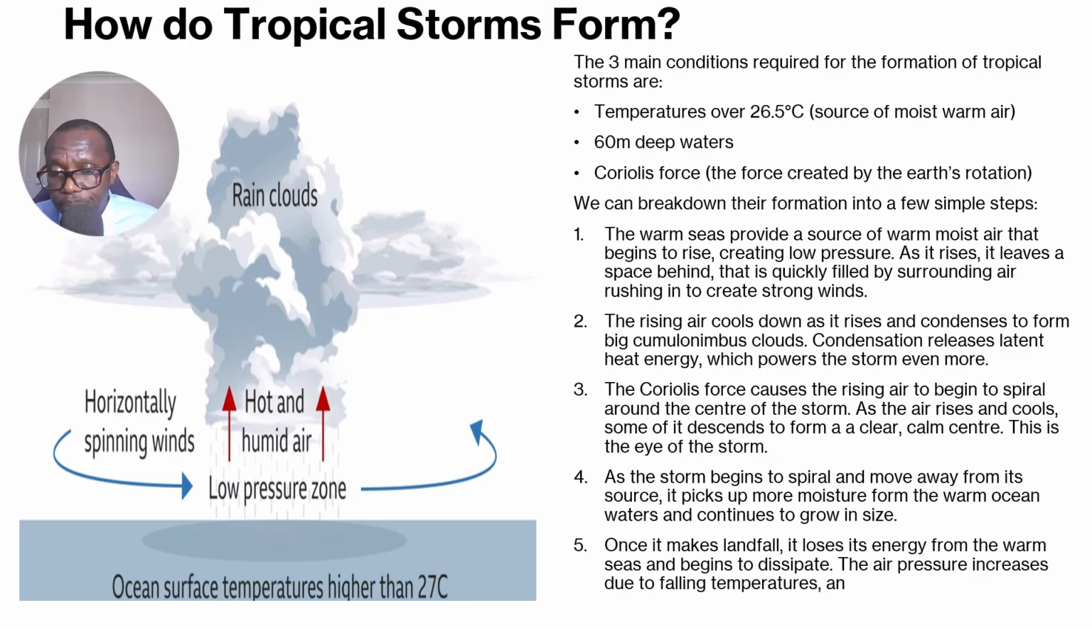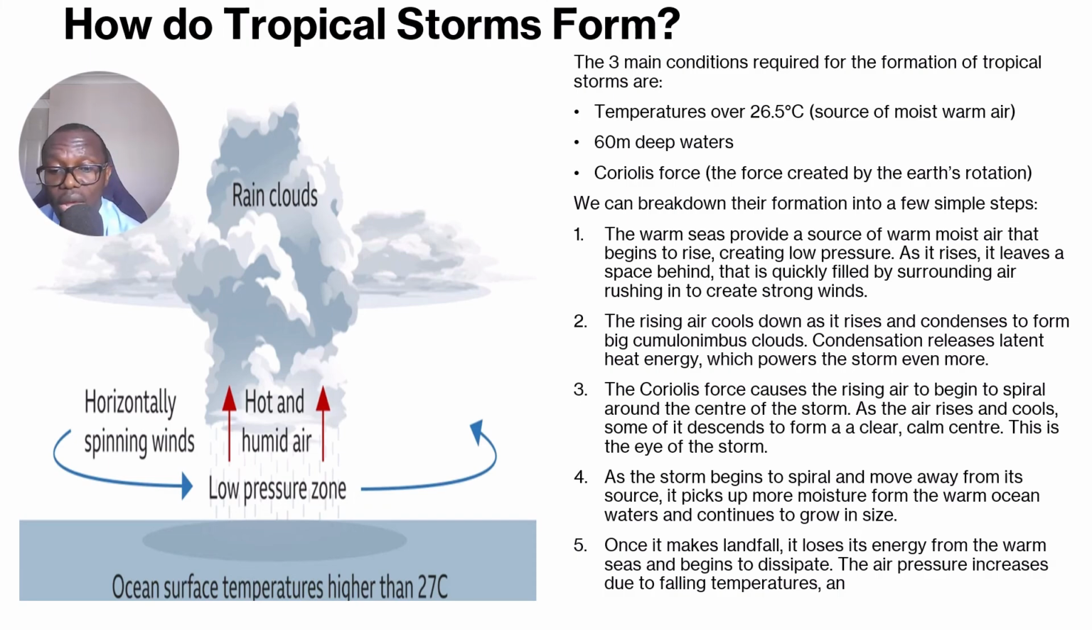Then fourthly, as the storm begins to spiral and move away from the source, it will pick up a lot more moisture from the warm ocean waters, and will continue to grow in size as it moves towards where it's going to make landfall, if it ever gets there. Once it makes landfall, obviously, it's likely to create quite a bit of damage. But as it moves along the land, it's likely to begin to dissipate.